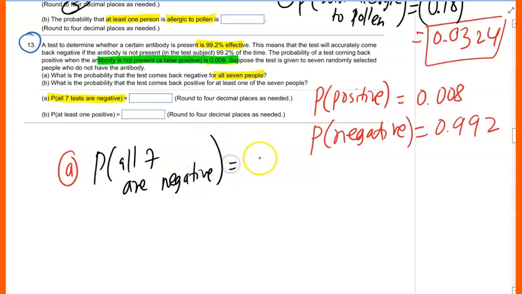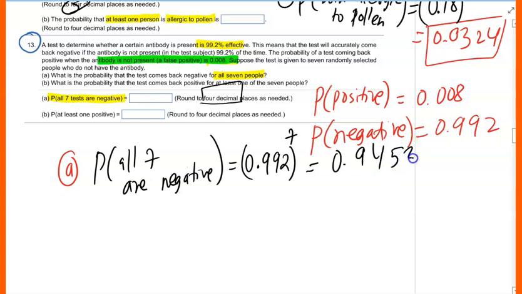What you're doing here is, the probability that you get a negative test is 0.992, and if you're looking for all 7 tests negative, the chance of getting all 7 tests negative is 0.992 to the power 7, and you round it to 4 decimal places, and that gives you 0.9453.